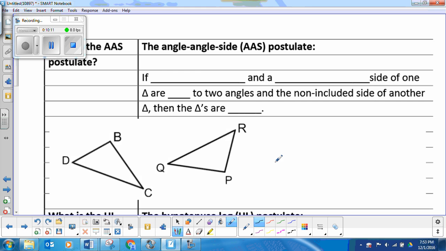The angle side angle postulate. Make sure you have that written down. I mean, this is all, I'm assuming, making sense to you guys. Angles and sides. In this case, let's see how this looks.